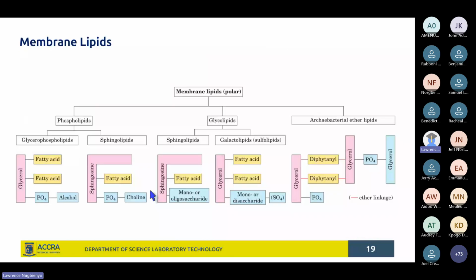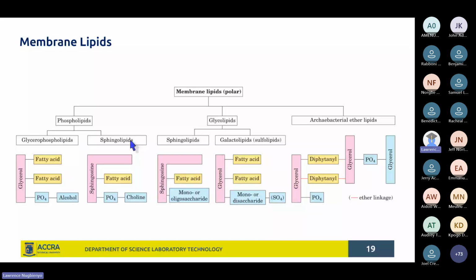All right. I like the way you are connecting these thoughts and deriving these things out of it. It tells me that yes, you have an understanding of these things, which is good. You have the membrane lipids. We can divide them into different types. You have the phospholipids, glycolipids, and what we refer to as archaebacterial ether lipids. Now, under the phospholipids, you have glycerophospholipids and sphingolipids.